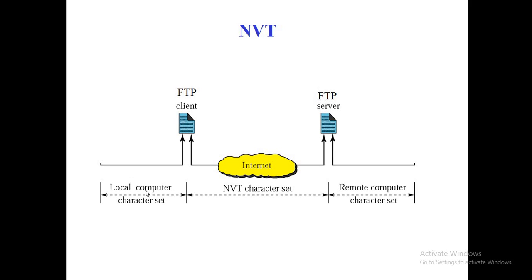Here you can see the local computer character set and the remote computer character set, and in between there is the NVT character set. The data is converted to NVT and sent to the server, and the server in turn converts it to the remote system's character set, and then the data is processed.